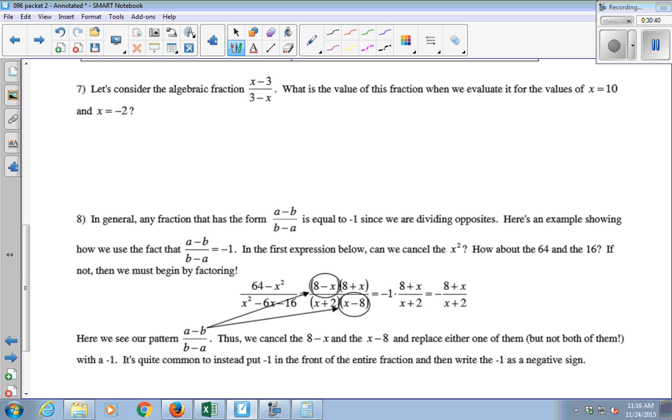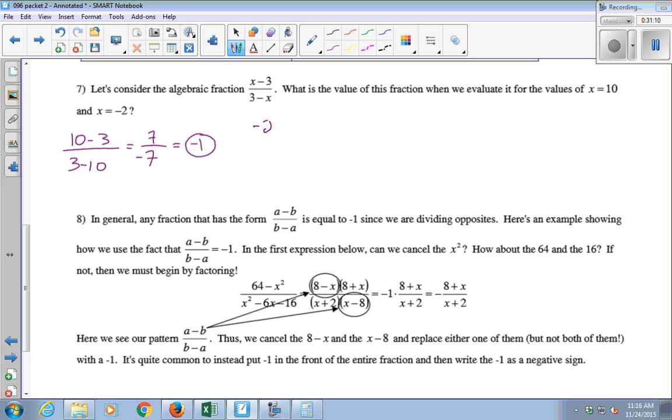So let's see what happens if I put in two different values for x. Like what if I put in x equals 10 here? So I have 10 minus 3 over 3 minus 10. That becomes 7 over 3 minus 10 is negative 7. What's 7 divided by negative 7? Negative 1. Good.